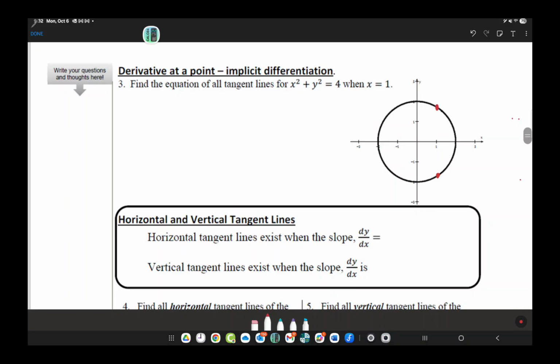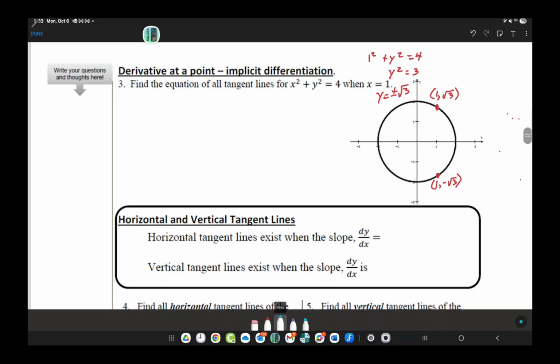Okay. Now we do need to find the actual coordinates for those. So when x is 1, that's 1 squared plus y squared is equal to 4, which means y squared is equal to 3. So what does y equal? Plus or minus root 3. So this would be the 1 positive root 3, and this would be the 1 negative root 3.